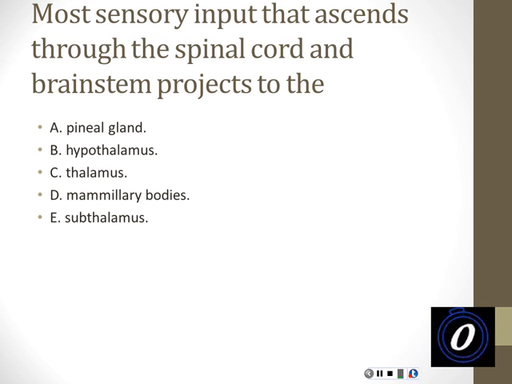Okay, correct answer here is C, the thalamus. The thalamus receives sensory input from practically everywhere that has sensory input to send to the brain. And the reason for that is so that it can act as that intelligent switchboard, sending some stimuli up to the cerebral cortex to create conscious awareness, but blocking a lot of stimuli so that we're not overwhelmed by our own senses all the time.